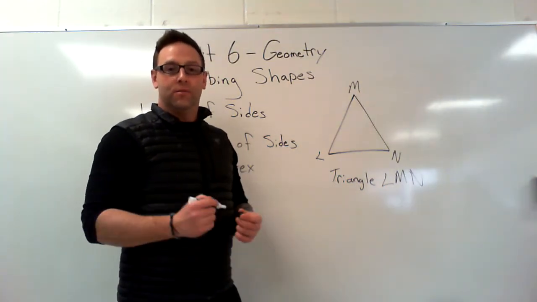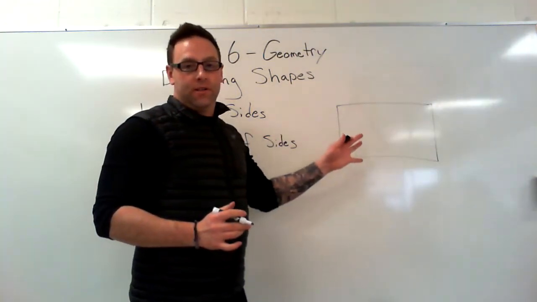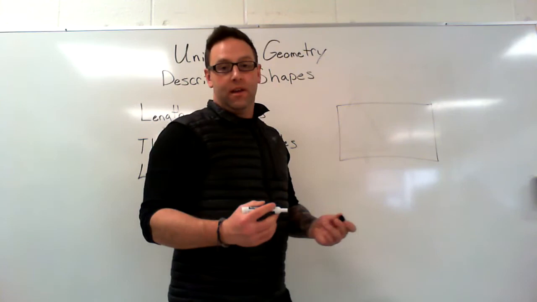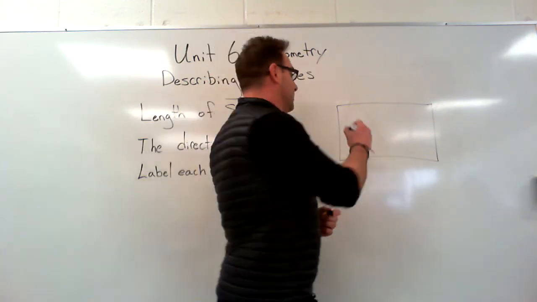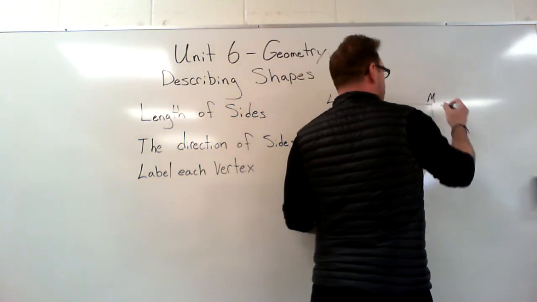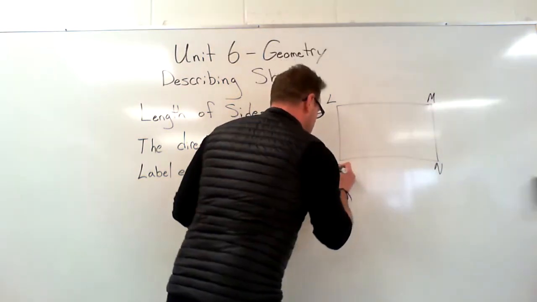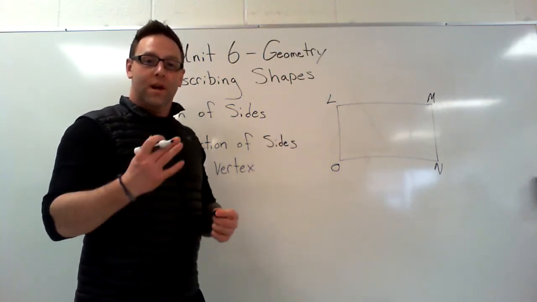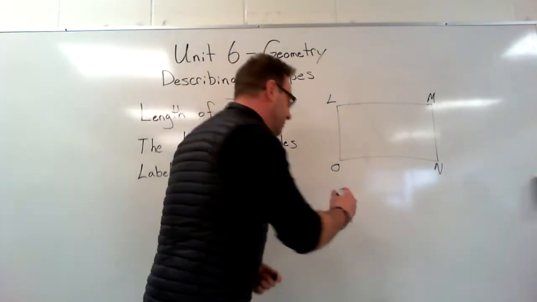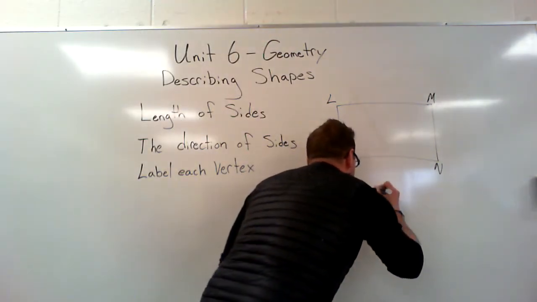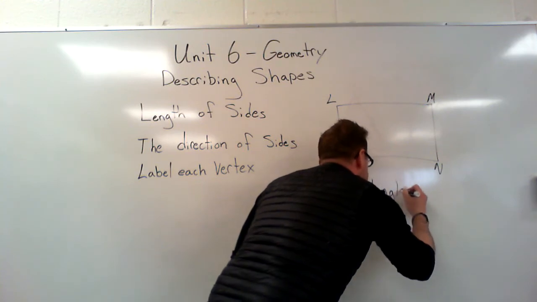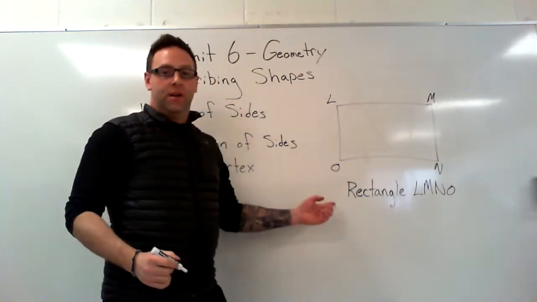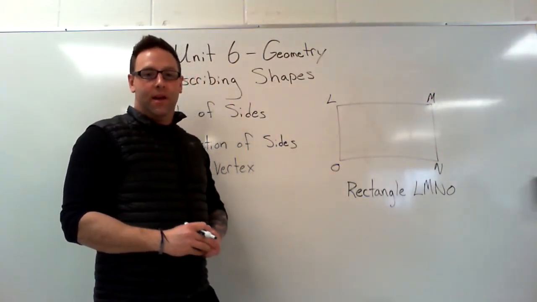Let's look at another example. Okay, here we have another rectangle. So let's go ahead and put letters on the corners of this shape. I'm going to go ahead and use L, M, N, and O. So now that we've labeled the vertices, we can call this rectangle L, M, N, O. There we have it. Rectangle L, M, N, O.